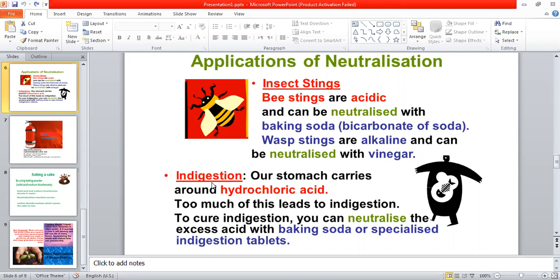What is the alkali that I can use? Of course, I can use baking soda again here, or there are some indigestion tablets that we can buy from any nearby pharmacies. All of them will cause neutralization to this hyperacidity, or increase in the percentage of hydrochloric acid. Let's go to our next slide.